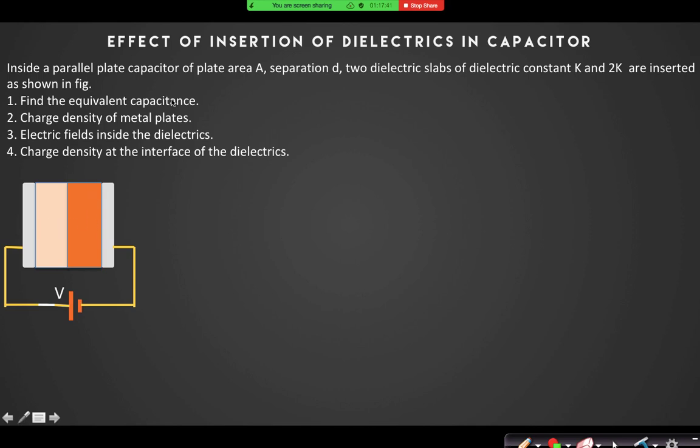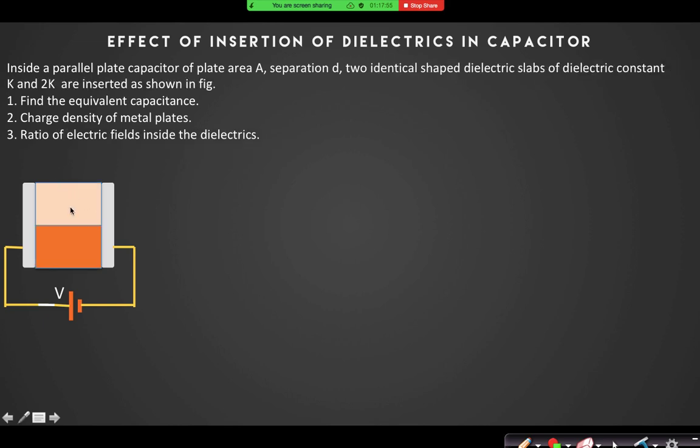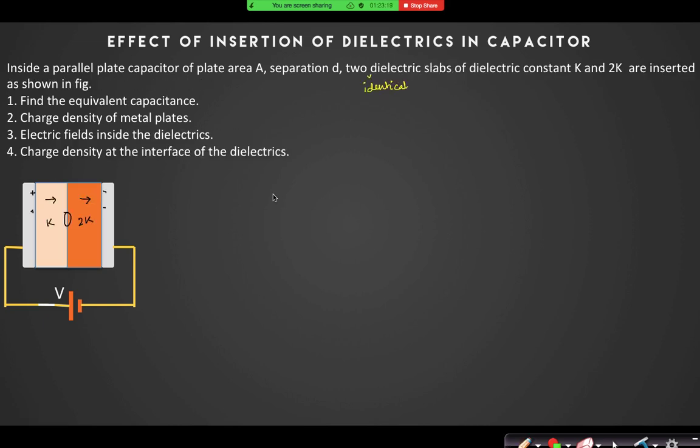Inside a parallel plate capacitor of plate area A and separation D, two dielectric slabs of dielectric constants K and 2K are inserted as shown in the figure. You can assume the dielectric slabs to be identical. Inside a parallel plate capacitor, two dielectric slabs are inserted as shown.